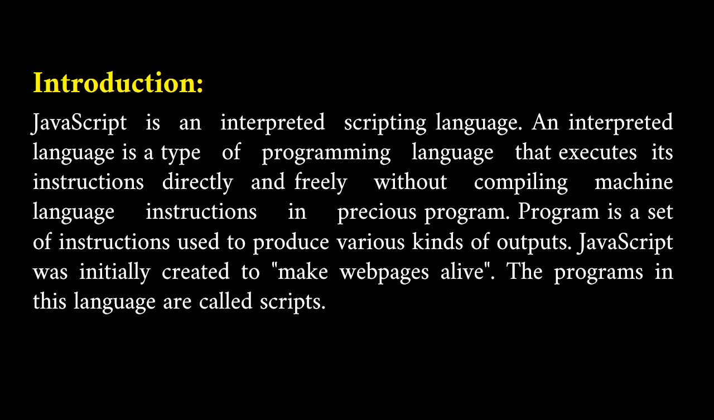A program is a set of instructions used to produce various kinds of output, and JavaScript was initially created to make web pages alive. The programs in this language are called scripts. By using JavaScript programs we can do addition, subtraction, multiplication in HTML programs. So that's why it is said that it makes web pages alive.